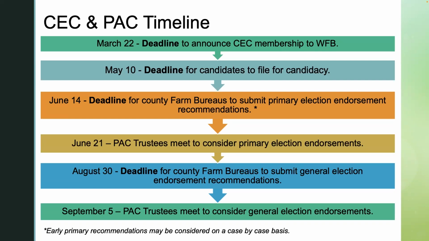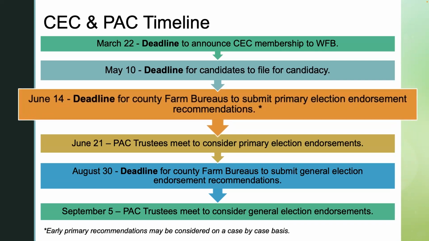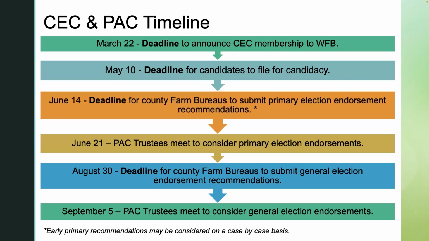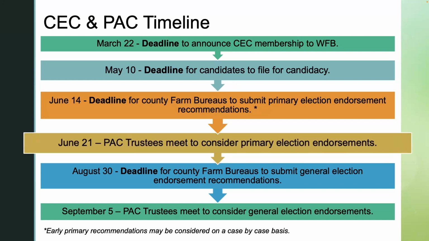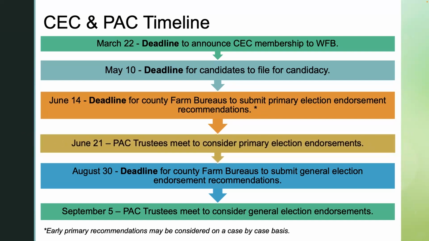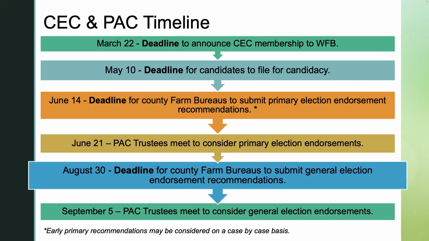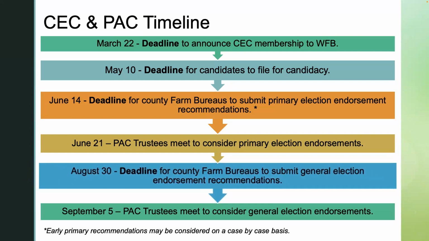Then that will be followed by June 14th, the deadline for county farm bureaus to submit primary election endorsement recommendations. So if the county wants to make recommendations in the primary election, that's the deadline there. Then June 21st, PAC trustees will meet to consider those primary election endorsements and then be able to announce those endorsements after that. And then August 30th is the deadline for county farm bureaus to submit general election endorsement recommendations.